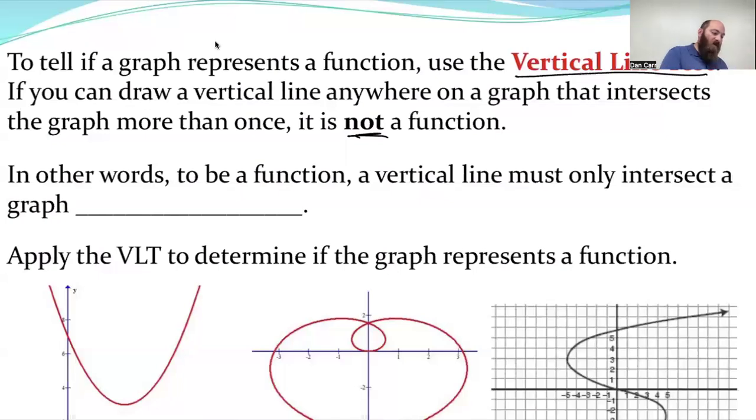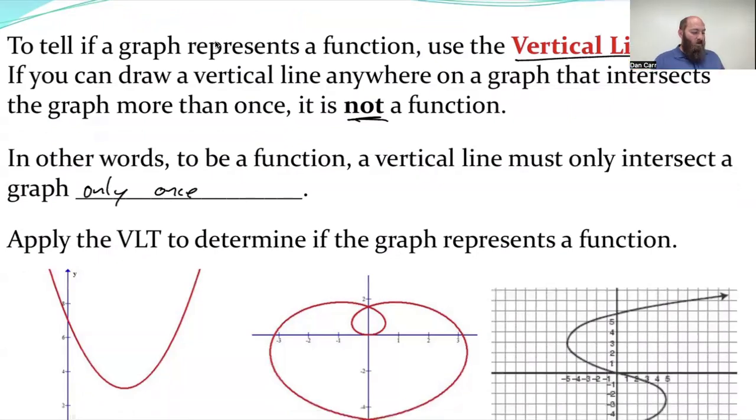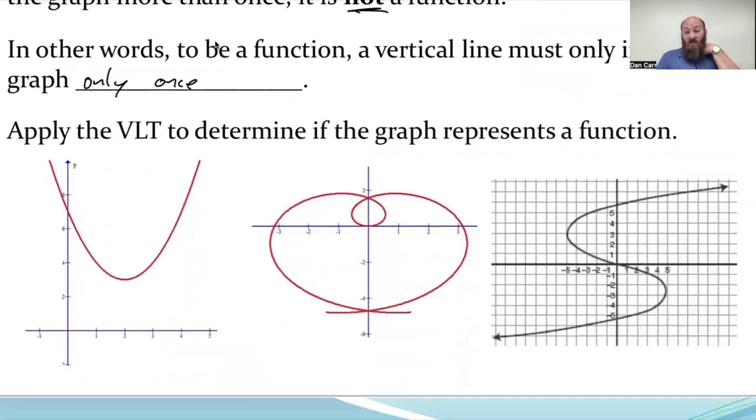So in other words, to be a function, a vertical line must only intersect a graph only once. Okay. So we apply our vertical line test to determine if the graph represents a function. One thing that I like to do with this, especially if I have my technology here, I will take this and I will just literally drag it across. And you can see that my vertical line only ever hits this graph one time. Every single time it intersects, it's only one point at a time. So this is, yes, a function.